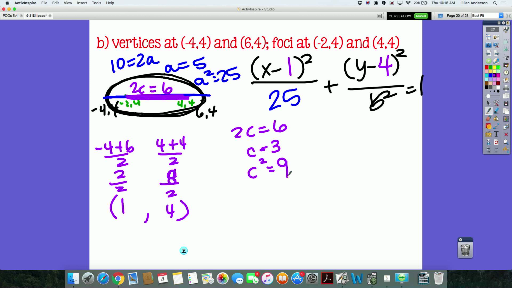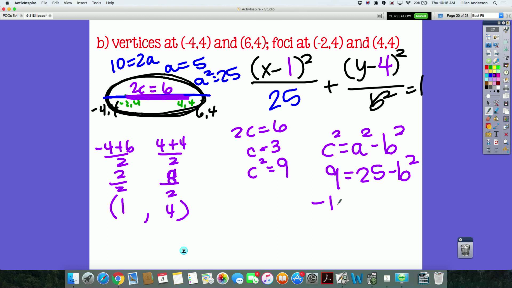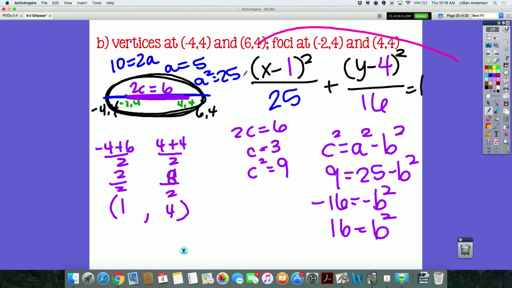Why do we need to know c? Well, there's a formula, c squared equals a squared minus b squared, that I can use to help me figure out exactly what b squared is going to be. So I plug that in. I subtract 25 over to get negative 16 equals negative b squared. So then I divide both sides by a negative, and b squared equals 16. So my equation for this particular ellipse is going to be what you see here in the pink.